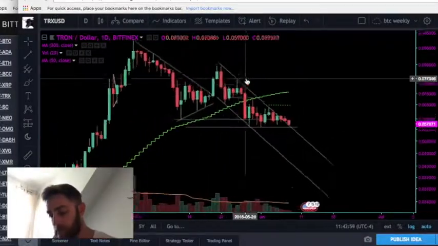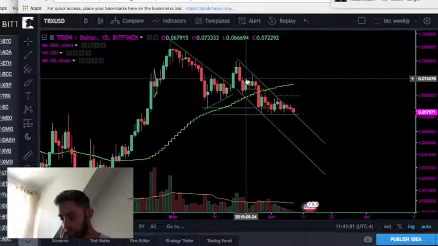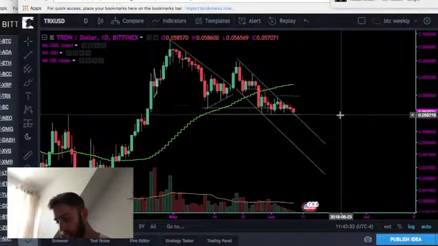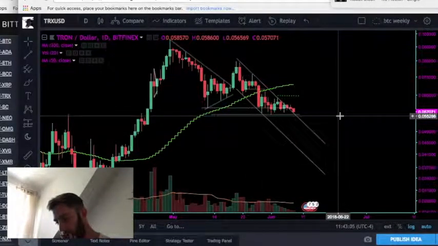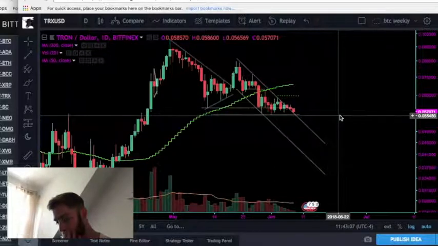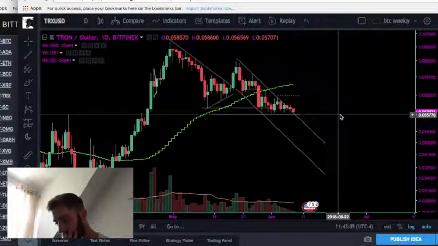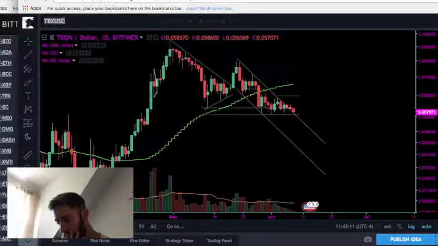Tron. Weird looking chart. Opportunity for a short play under 552 or so.